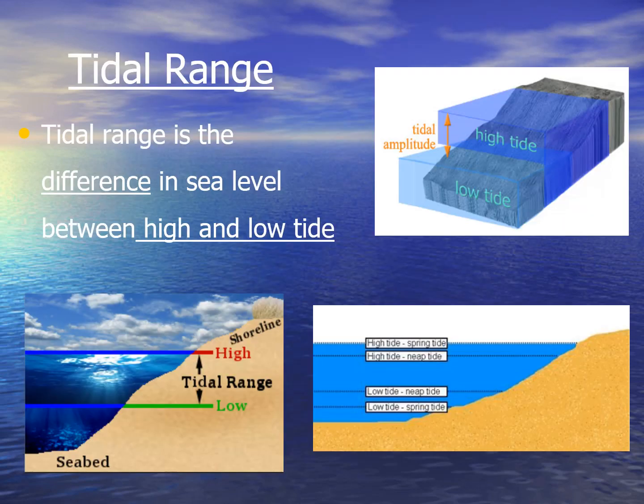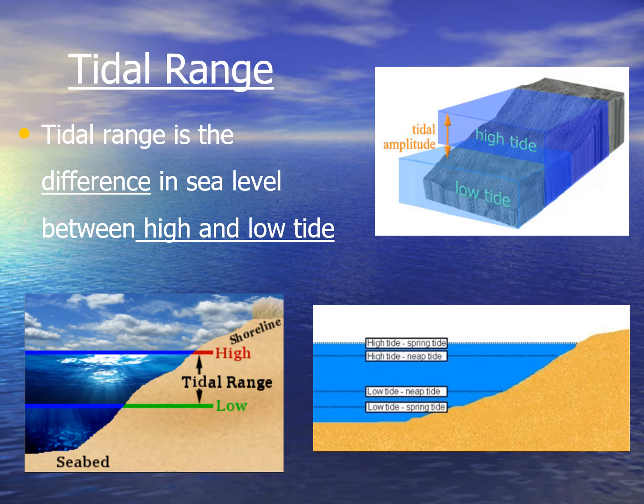All right, a tidal range is the difference in the sea level between the high and the low tide. So if we measured where the low tide was in the morning, and then in the afternoon when we got to high tide we measured how far it came up on the shore, the difference between those is our tidal range.